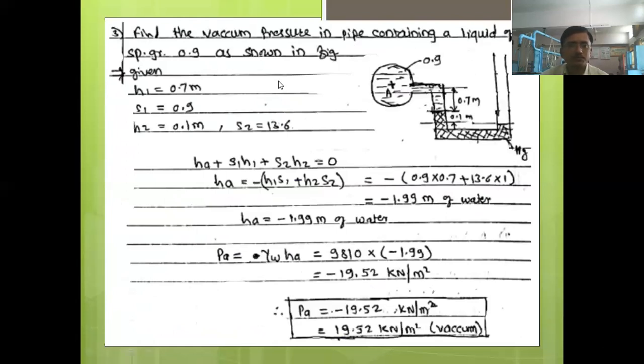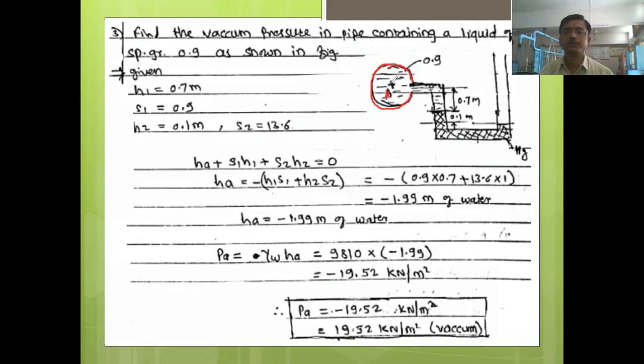Write down the problem, take your notebook, pen, have a calculator. This is the diagram given. Find the vacuum pressure in the pipe containing a liquid of specific gravity 0.9 as shown in figure. This is the diagram. This is the cross section of the pipe, circular cross section of the pipe.